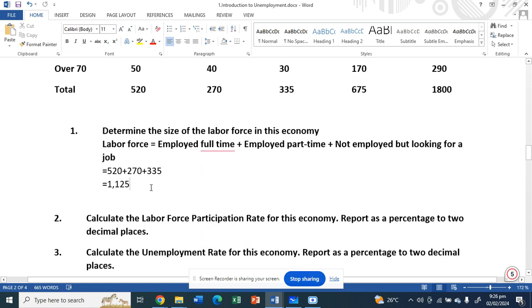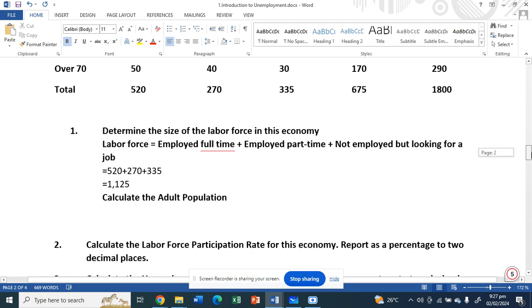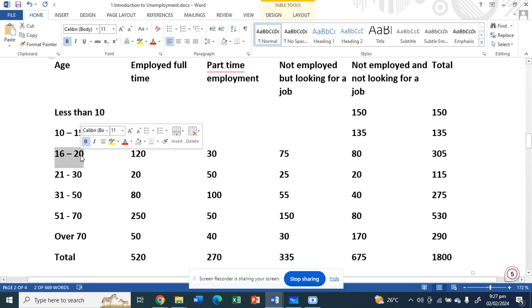I got to put one question here. We need also to calculate the adult population, because in order to get the labor force participation rate, we need the labor force and we divide it by the adult population and multiply that by 100. So we come to our information here for adult population. So basically, adults are regarded from 16 to 20 years old.